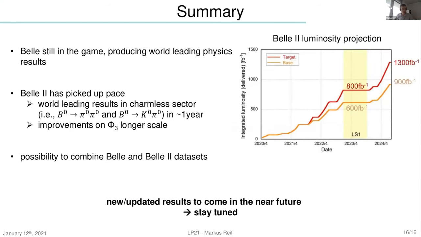This is my summary. I showed you a few Belle results. So Belle is still there and putting out great physics measurements. Now Belle 2 is joining, and we expect to be world-leading in the charmless sector with neutral final states only in about 1 year. This is the luminosity projection, and in about 1 year, we expect to have the same data set as Belle, and then we will be world leading in these charmless channels with neutral final states only. Also, we can improve on the CKM angle phi 3, but for this, we need a lot more data. So this is on the longer scale.